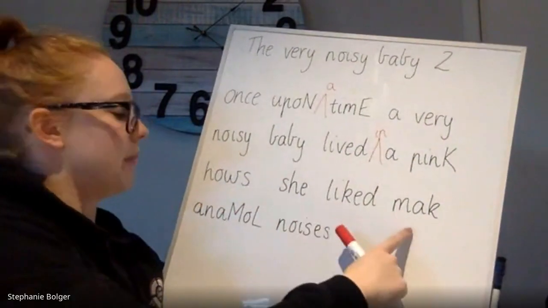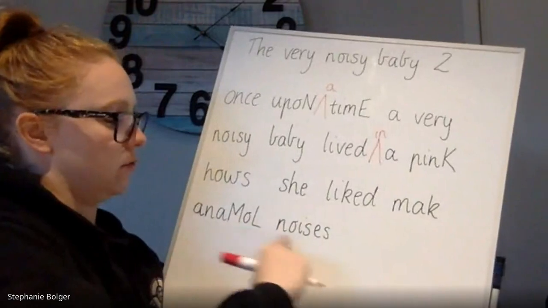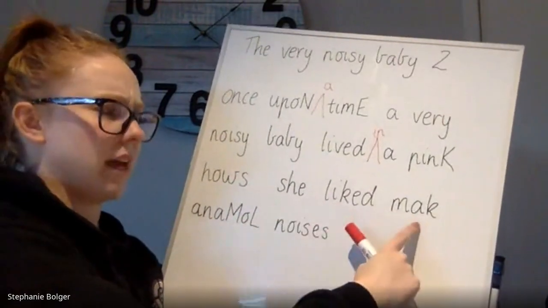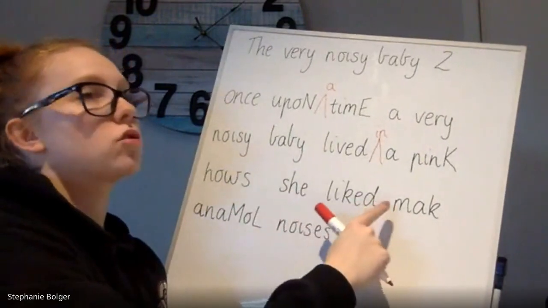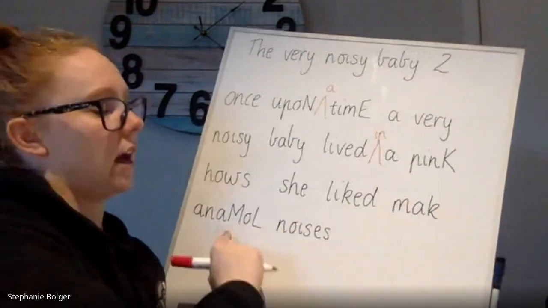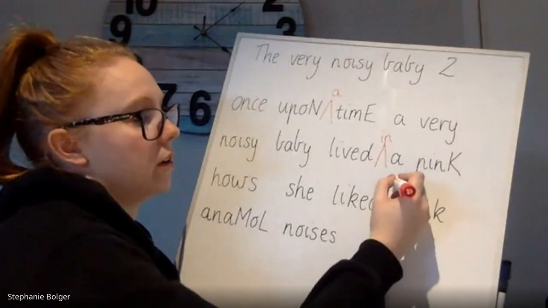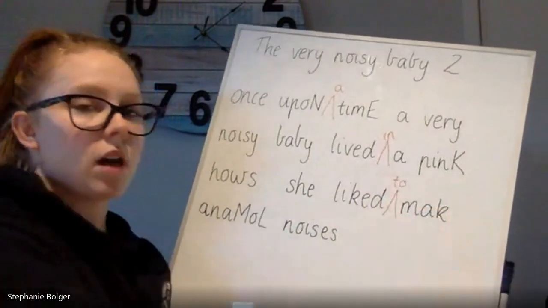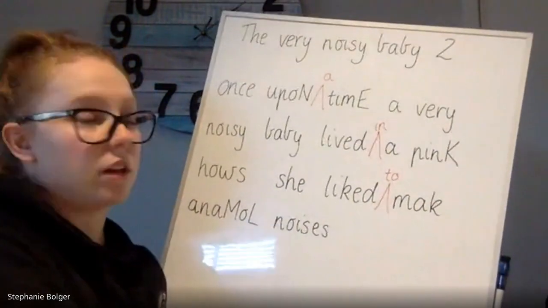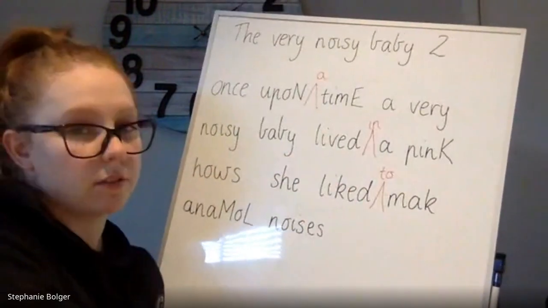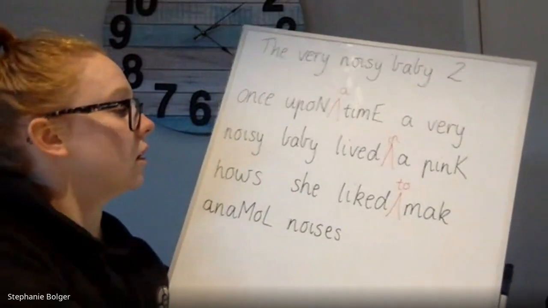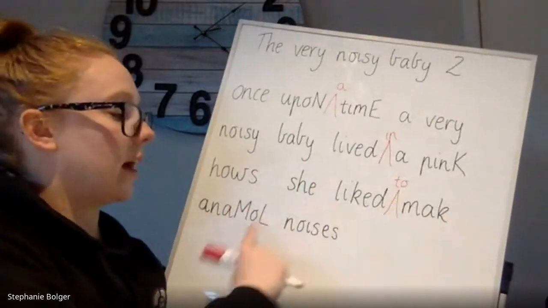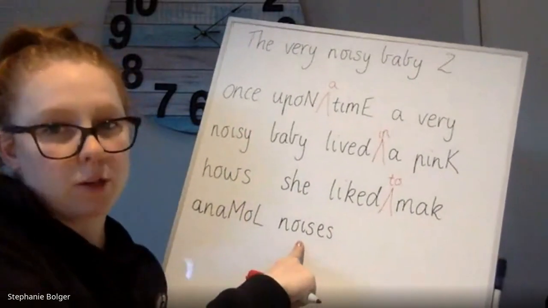She liked make animal noises. She liked to make animal noises. So I need to add in my word. Sometimes you might notice that you have too many words and you might need to cross one out, okay? Just to make sure that your sentence makes sense. She liked to make animal noises. Okay, that makes more sense.